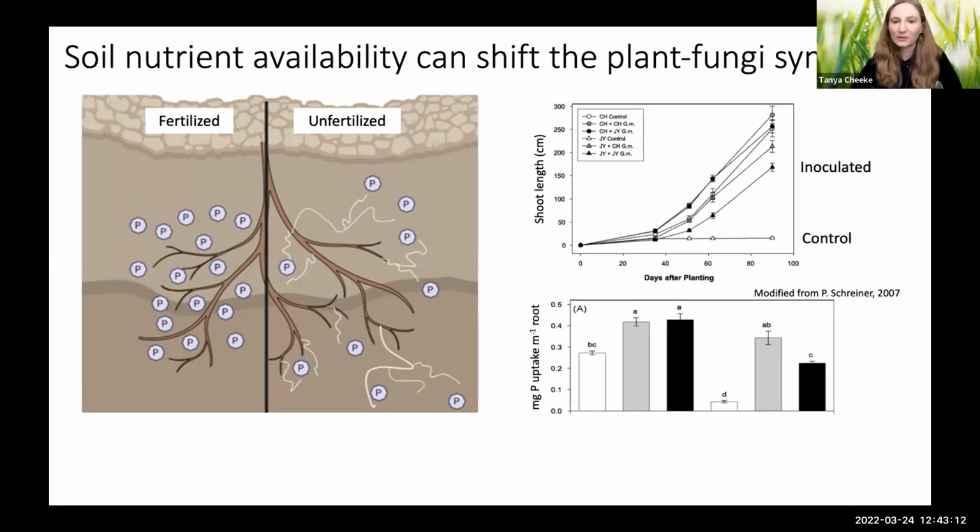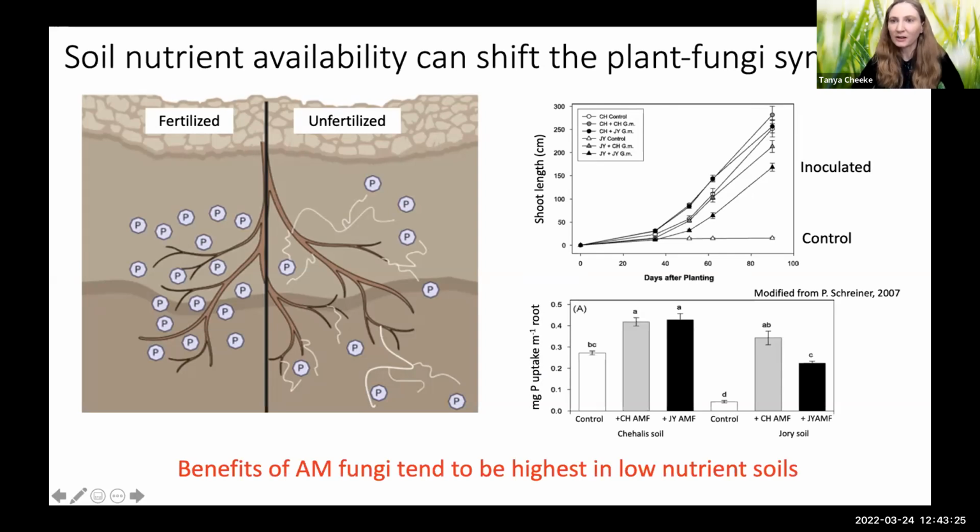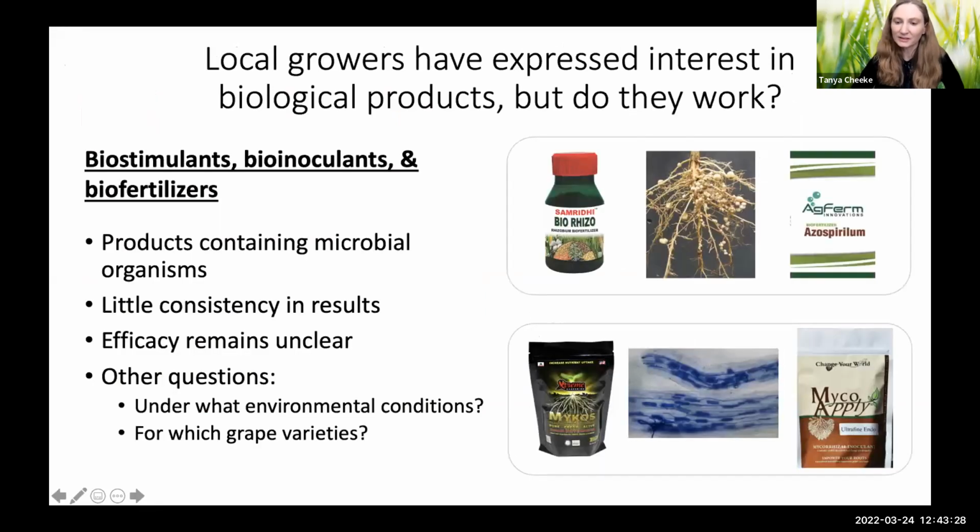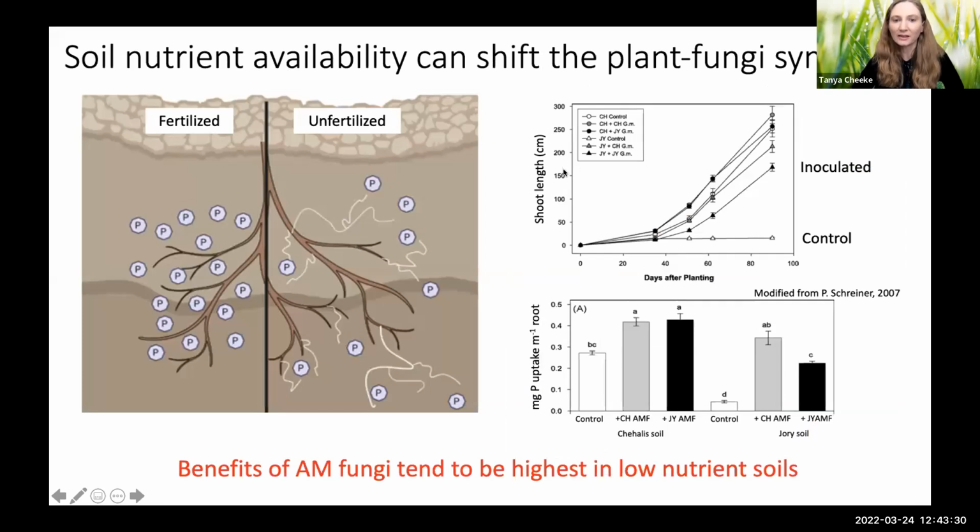And this is a study that was done by Paul Schreiner in 2007, where he looked at the impact of mycorrhizal inoculations in high and low phosphorus soils using Pinot Noir. What he found was that there was an increase in shoot length and also in phosphorus uptake in Pinot Noir vines, but only in the low phosphorus soils. So this again shows that the benefits of mycorrhizal fungi can vary, and they tend to be highest in low nutrient soils.